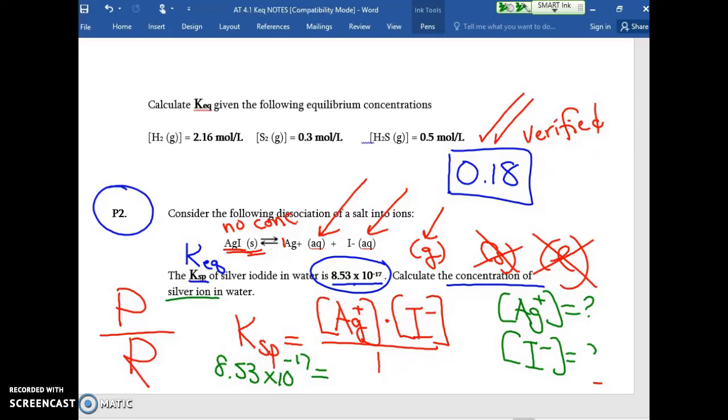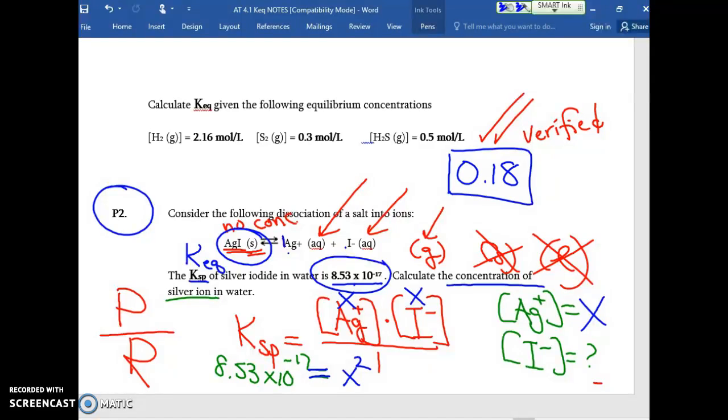Why do you say that? You can't have 2 unknowns. Well, it turns out we only have 1 unknown. It's true we're solving for Ag, so we're going to call that X. But remember, every time one of these breaks up, it breaks up into equal quantities of Ag and I. So class, if Ag is X, what does that mean about I? Oh, very nice. Eli gave me the X. Very good. What's X times X? X squared. Very good.